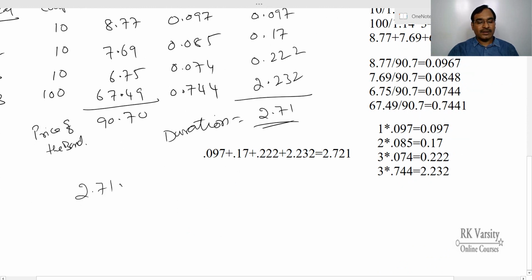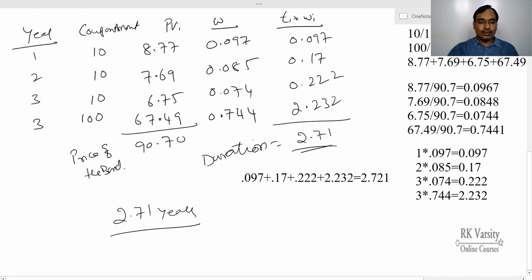Now what is this 2.721 duration? This is 2.72 years. That means an investor who bought this bond needs to hold it for about 2.72 years to recover his or her money. That is one. And second, the duration also tells that if there is a 1% increase in interest rate, the price of this bond will decrease by approximately 2.72%. So the Macaulay duration gives you only an approximation. To get the exact impact of interest rate on a bond price, you need to calculate the modified duration.